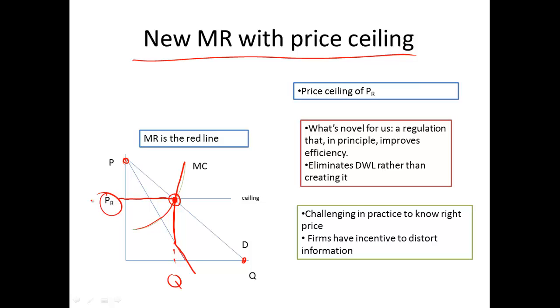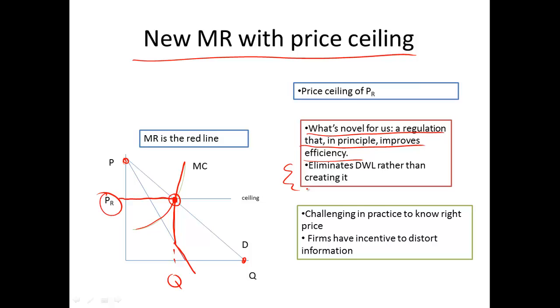Now, this is kind of new for us. And in particular, what's novel for us right here is that we have a regulation that, at least in principle, actually improves efficiency. I mean, think back to the perfectly competitive model. Whenever we put in a regulation or a tax or some kind of interference in the market, we created deadweight loss. Here, by contrast, by putting in a regulation, we actually eliminate a deadweight loss. So this is new. This is different.